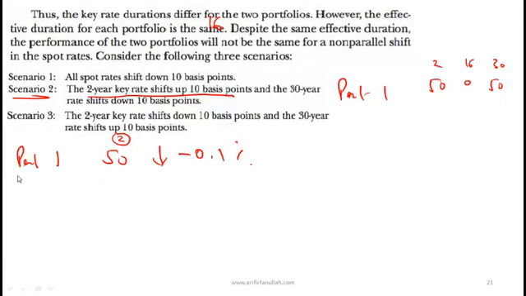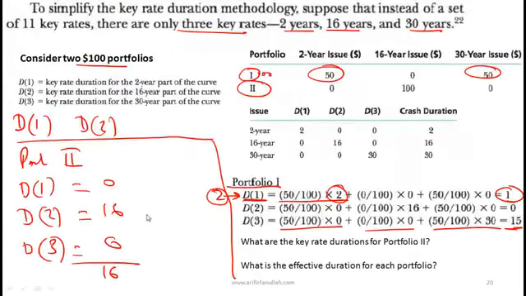By 0.1%. Okay, still on portfolio 1, in the 30-year instrument we also had 50. So the 30-year rate goes down by 10 basis points. Is this good news or bad news? This is very good news. Okay, so now what was the key rate duration over here? The key rate duration was 15. This 15 is saying that if interest rate goes down by 1%, the value of the portfolio will go up by how much? 15%.